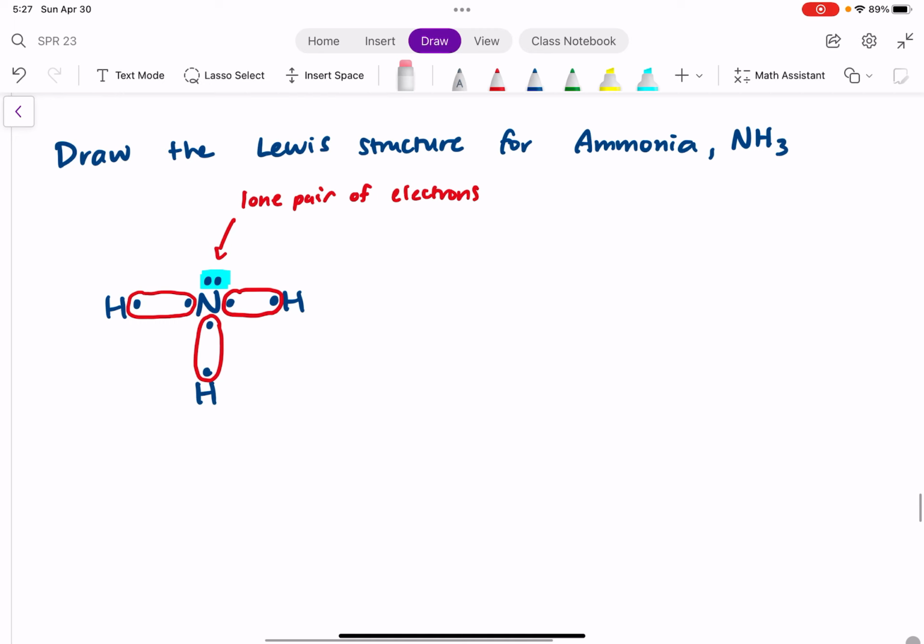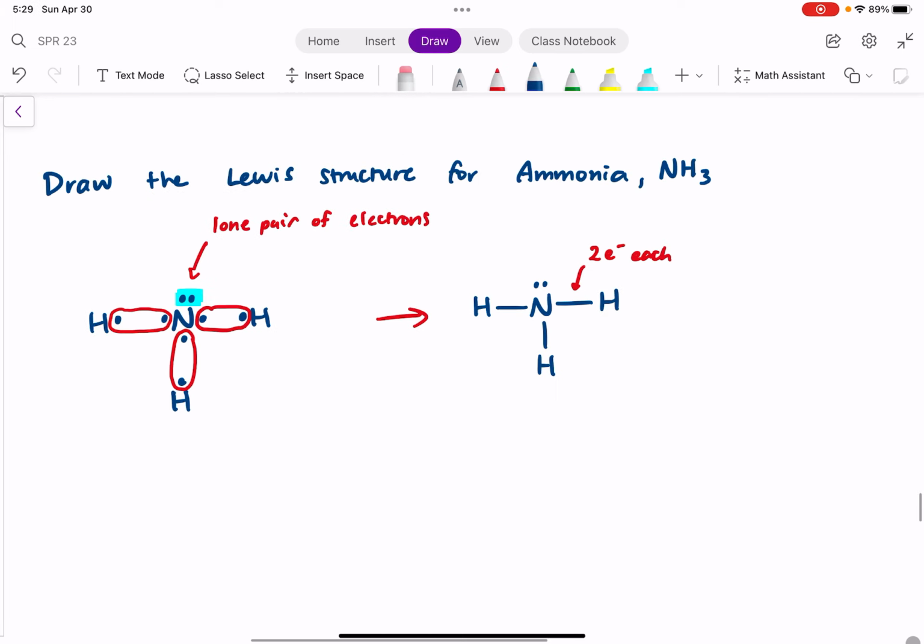Great. Okay, so now is the cleanup step. So let's go ahead and clean this up. What does this actually look like if we were to represent it as a Lewis structure? They should be equally spaced. So we're going to have our lines and our lone pair. Remember, the lines are 2 electrons each, 2e minus each. Now we've drawn our Lewis structure for ammonia, NH3.